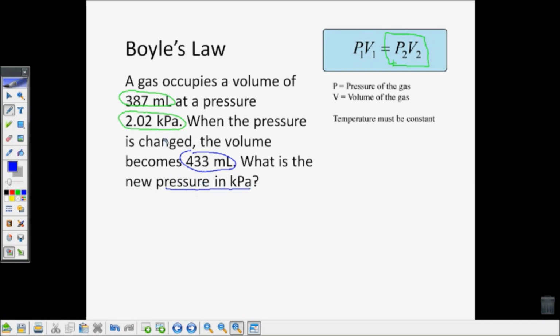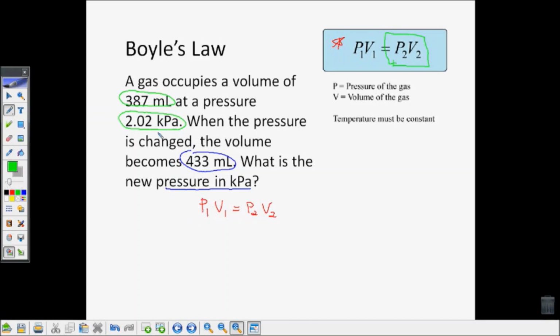So there's my question of what it's asking me to solve for, in kilopascals. So here's my first set of conditions, and here is a second set of conditions with a pressure that I am missing and I'm asked to solve for. What we're going to do is look at our equation and write it down in our problem: P1V1 equals P2V2. We're going to plug in the information from the problem, and I'm going to color coordinate it so you can see where I circled it.